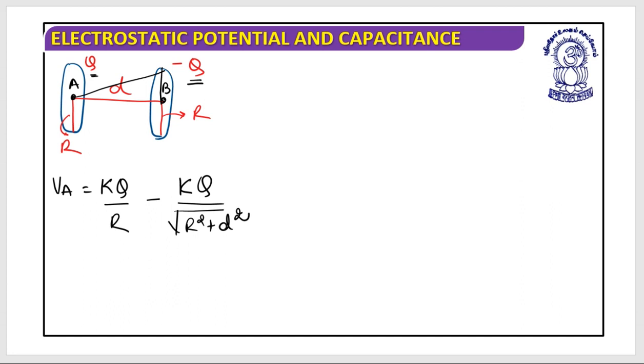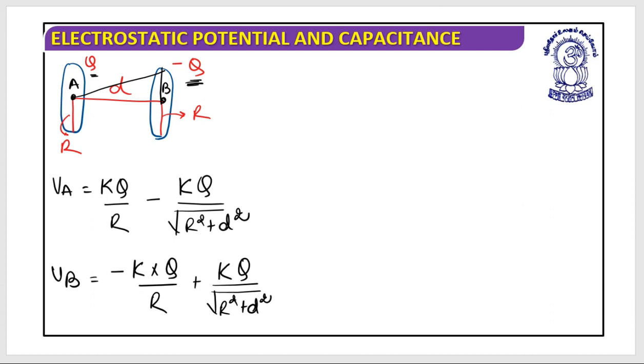Is it clear? Great. Next, it's VB. What is it? First, let me write the potential due to the minus q charge. It's minus k multiplied by q divided by r. And then for the plus q charge, it is plus kq divided by under root of r square plus d square.